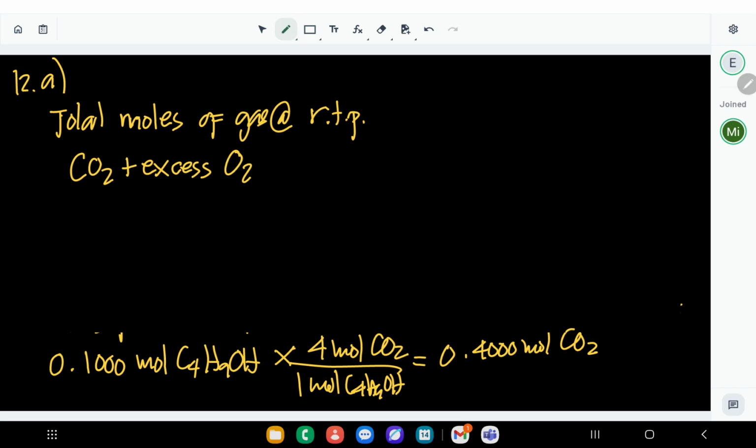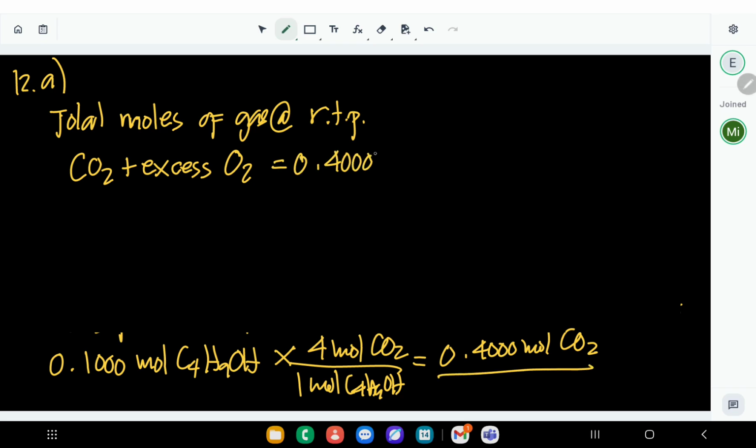Because there is an excess of oxygen, because we only needed 0.6 mole of oxygen, there is an excess of 0.0667. Okay, so the total moles of gas at standard room temperature and pressure is just the sum of the produced carbon dioxide gas and the excess oxygen gas.